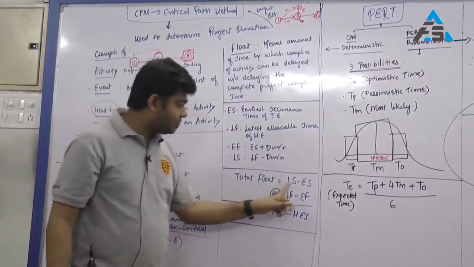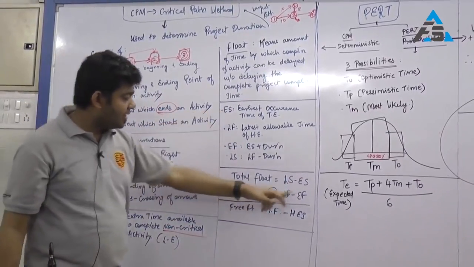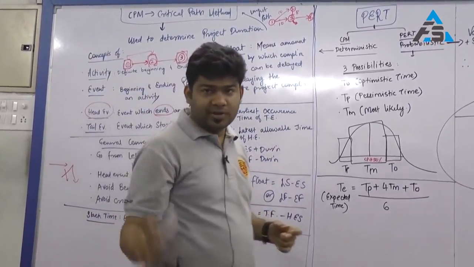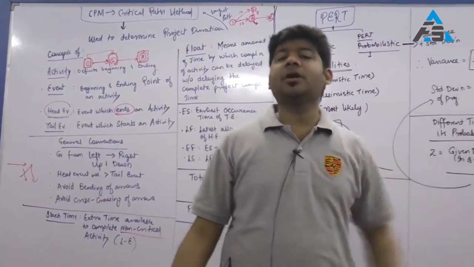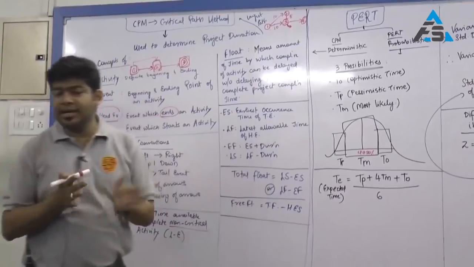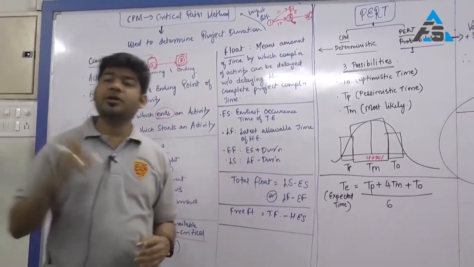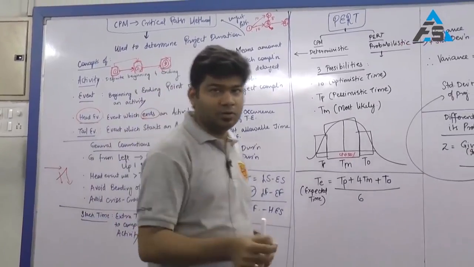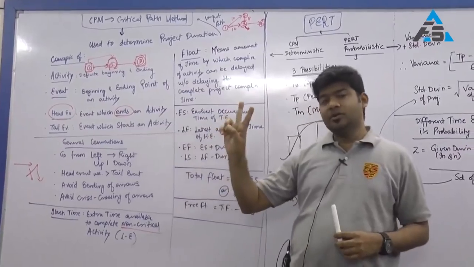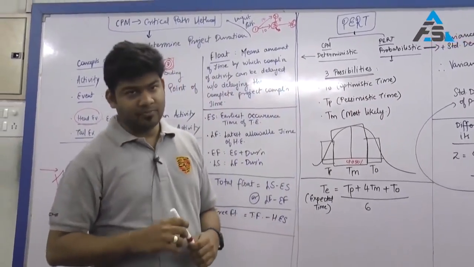Then comes total float, which is LS minus ES, a pure calculation here, LS minus ES or LF minus EF. I have already explained total float is the extra duration that a non-critical activity will have, so that the project is not delayed and still everything can be completed on time. Ensure that total float for critical activities will always be 0. So two things: total float of critical activities will always be 0. Second, E and L of critical activities will always be the same.